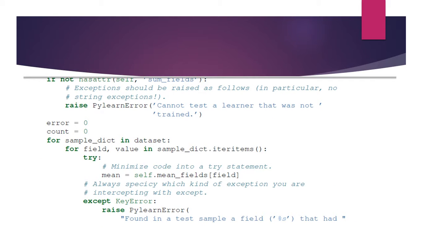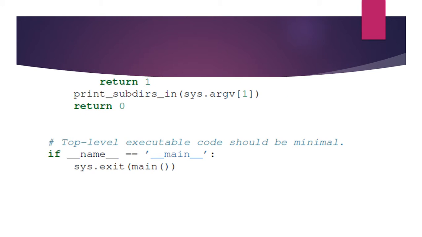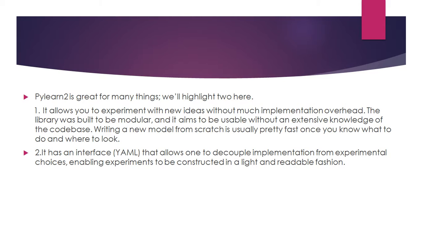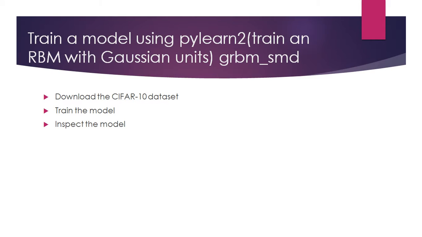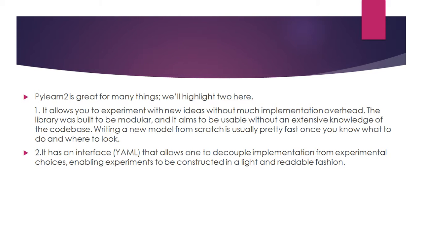We can describe a function in Pylearn 2 in depth. If you talk about Pylearn 2, the first great thing is that it allows you to experiment with new ideas without much implementation overhead. The library was built to be modular, so it can be used without extensive knowledge of the code base. If you're writing a new model from scratch using the Pylearn tool, that is the first thing to look at.